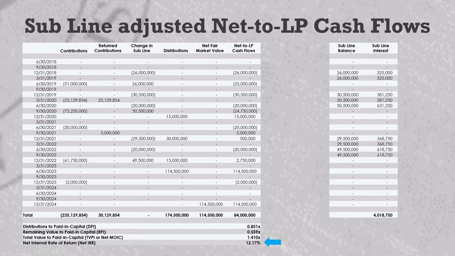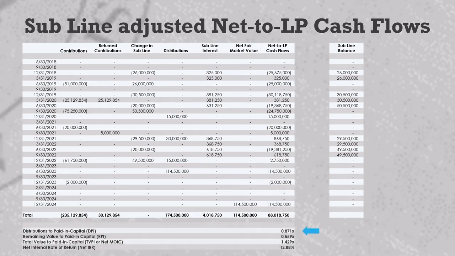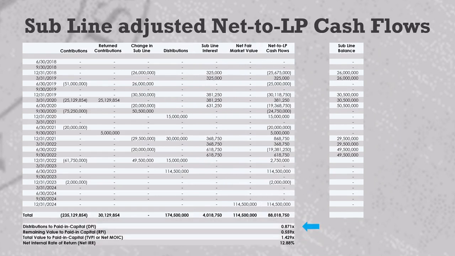Now, I think it's reasonable to ask, if we're adjusting our model to remove the subline's benefit, shouldn't we also adjust it to remove the subline's cost and perhaps add back that interest as if it was a distribution? We can do that by moving these interest payments over to the left, providing a new set of subline and interest-adjusted net to LP cash flows, which increase the DPI to 0.871, increase the TVPI to 1.429, and also increase the net IRR to 12.88%.